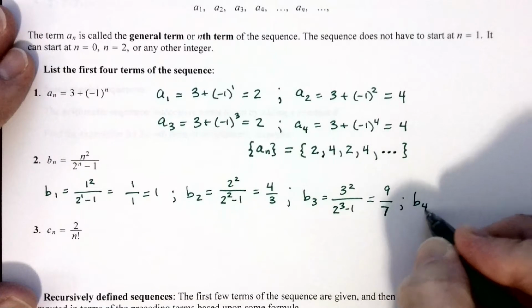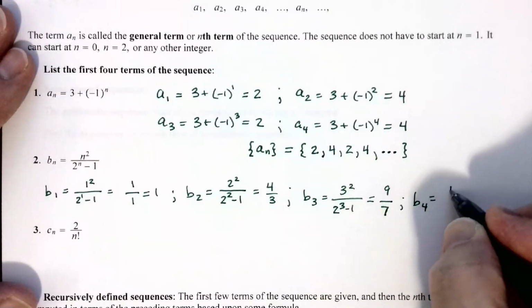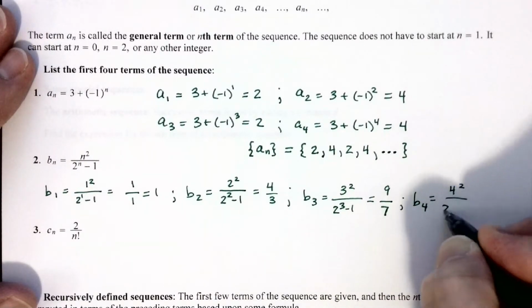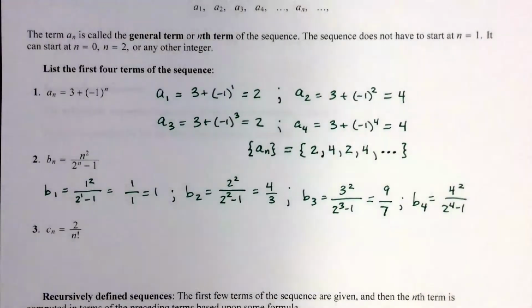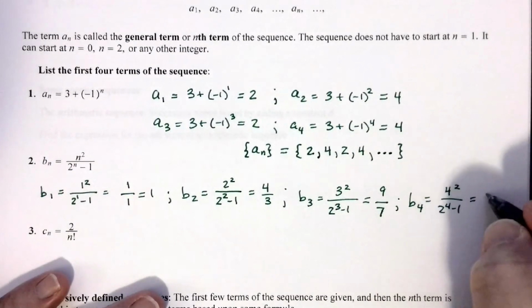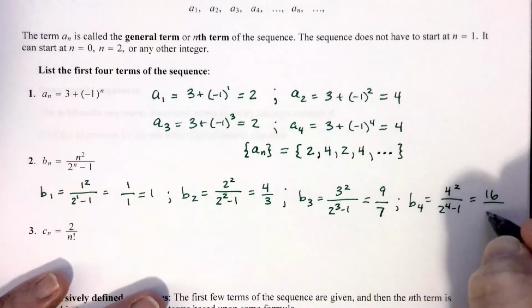And then b sub 4 is 4 squared over 2 to the fourth minus 1. 4 squared is 16, and 2 to the fourth is also 16. I get 16 divided by 16 minus 1, which is 15.